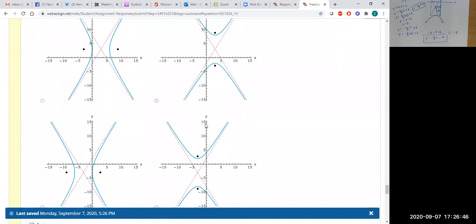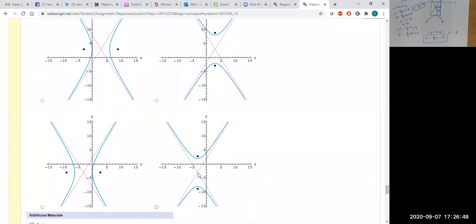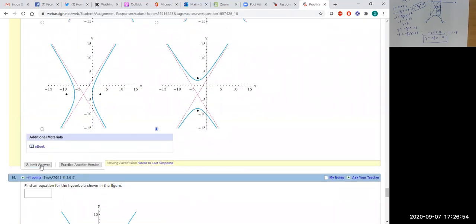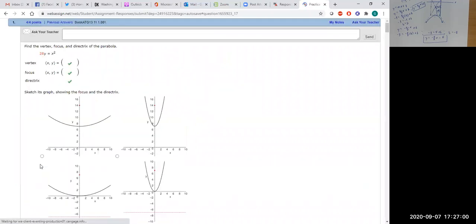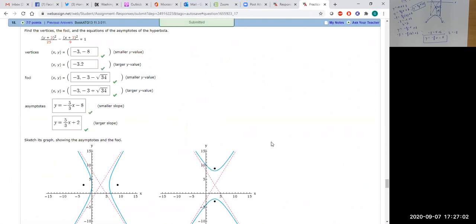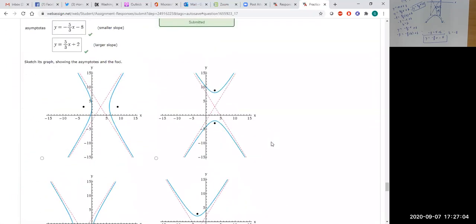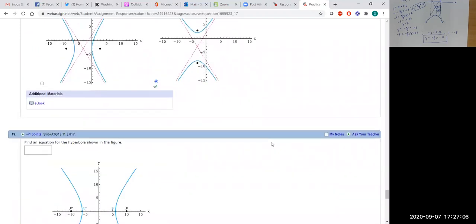It's got to be one of these two. And you can see, obviously, the center is this one right here. So this has got to be the correct answer. All right, let's see what we've got. And I see all green checks, which is nice.